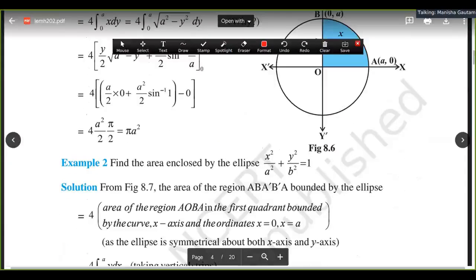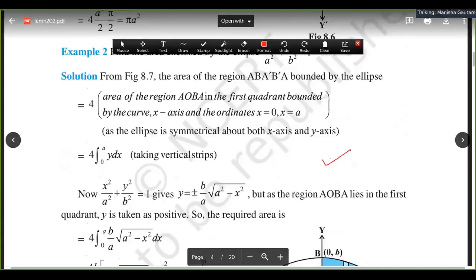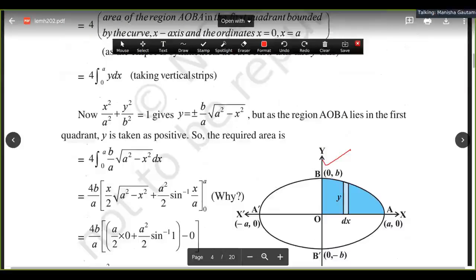Find the area enclosed by the ellipse x squared upon a squared plus y squared upon b squared is equal to 1. Now the equation of the ellipse is given to you. We need the area enclosed by this ellipse. As you know, this is the ellipse, a graph which we have studied in class 11th.